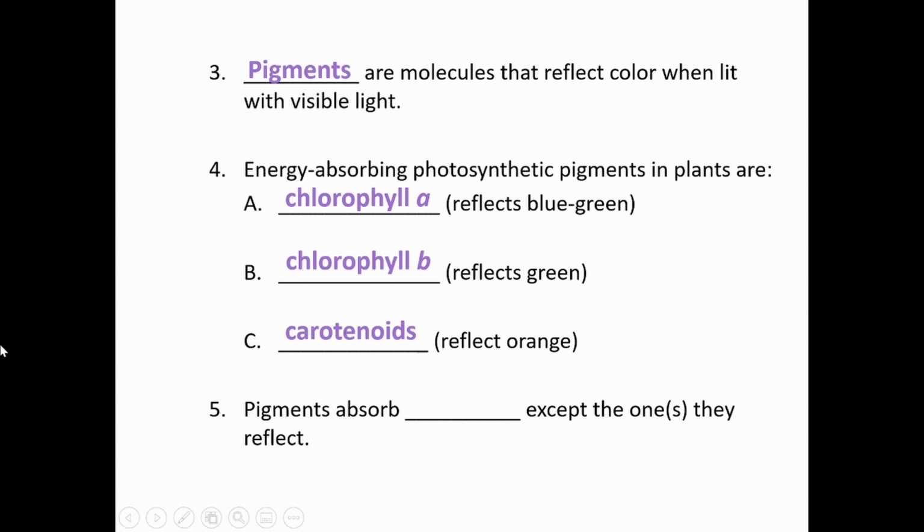The carotenoids reflect the yellow-orange range, and that can combine with the blue-green and the green to give us that more bright, almost yellowy green that we see in plants.